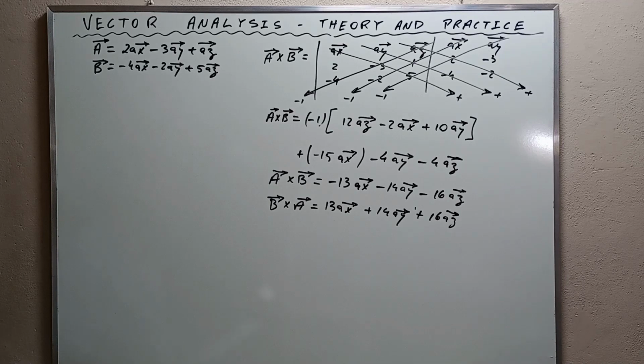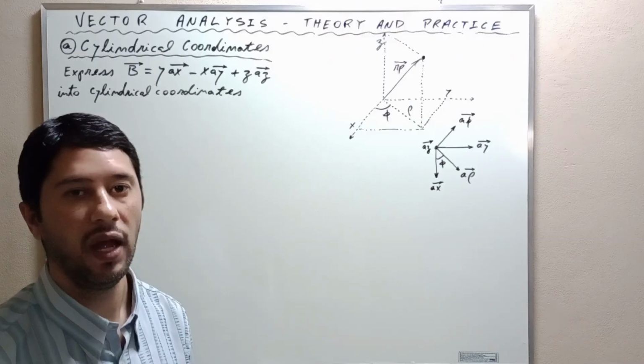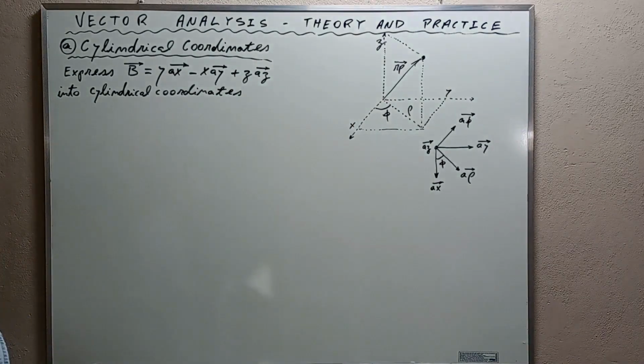Now, let's consider the conversion from Cartesian to cylindrical and spherical coordinates. Let's understand the conversion from Cartesian to cylindrical coordinates by means of an example. Example number 4. Transform the vector b, y in the x direction minus x in the y direction plus z in the z direction into cylindrical coordinates. Okay, my friends, this is the question. Let's go to the solution.